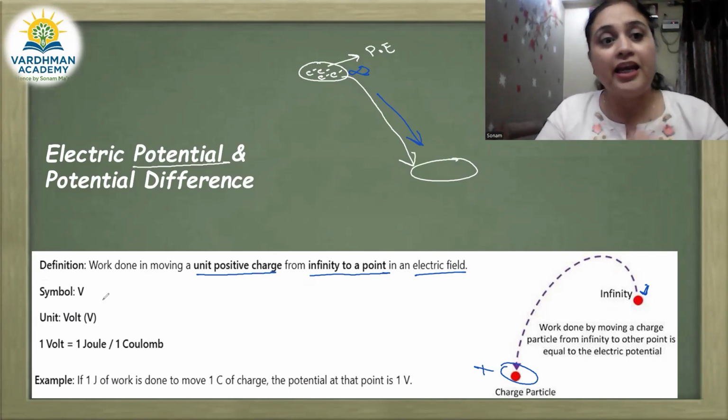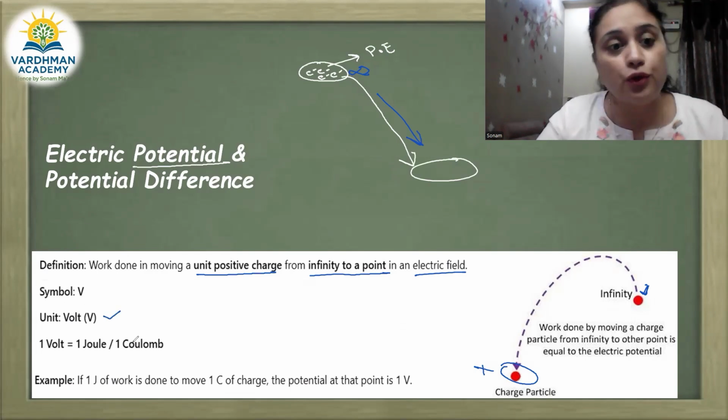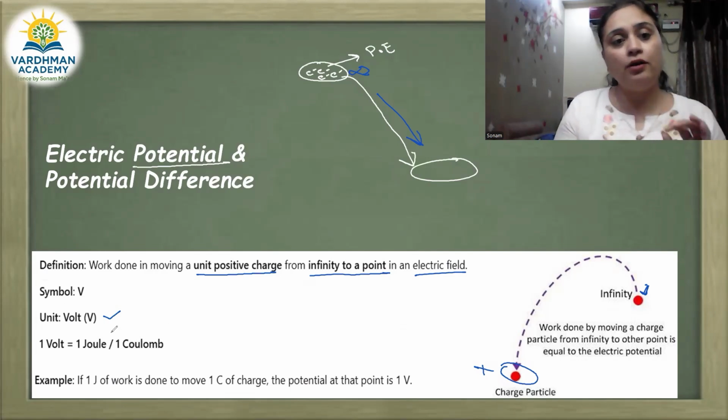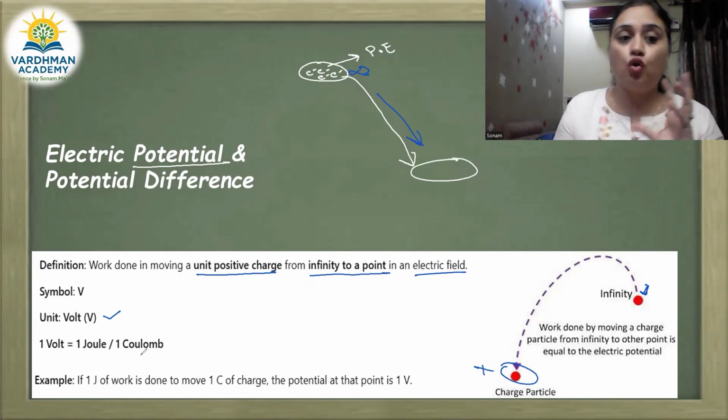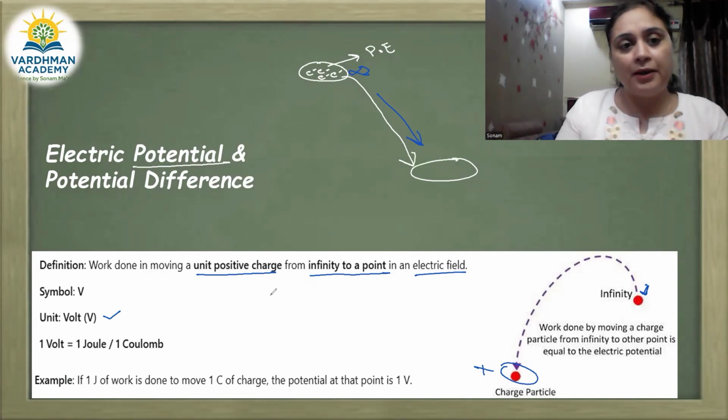उसको हम क्या बोलते हैं बच्चा? इलेक्ट्रिक पोटेंशियल. इलेक्ट्रिक पोटेंशियल का सिंबल भी क्या होता है? V होता है. इलेक्ट्रिक पोटेंशियल की यूनिट भी क्या होती है? वोल्ट होती है, राइट? And 1 volt is equal to 1 joule per 1 coulomb. So what does that mean? अब इसका क्या मतलब है? आप क्या डिफाइन कर रहे हो?